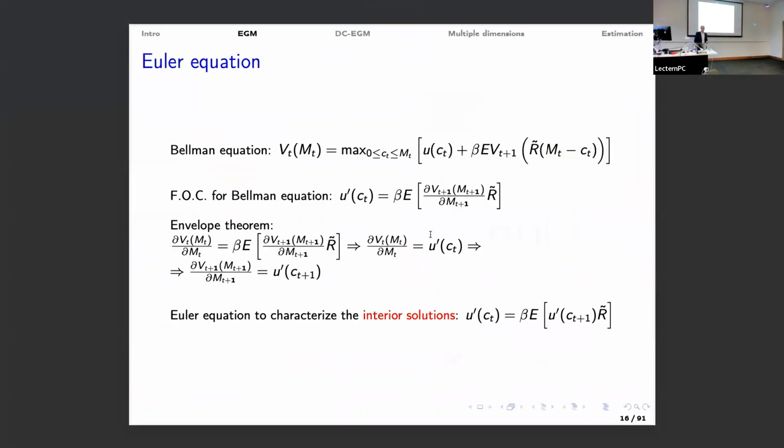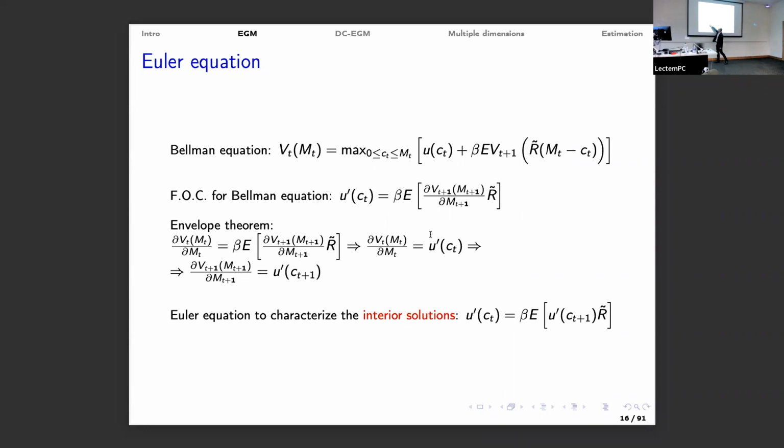It's pretty straightforward. Just to make sure that we're all on the same page, let's derive an Euler equation, which is just the first order conditions for the maximization problem in the Bellman equation, and then an additional use of the envelope theorem that leaves you with the conclusion that the marginal value function, or the derivative of the value function with respect to wealth, is exactly equal to the marginal utility calculated at the optimal choice of consumption.